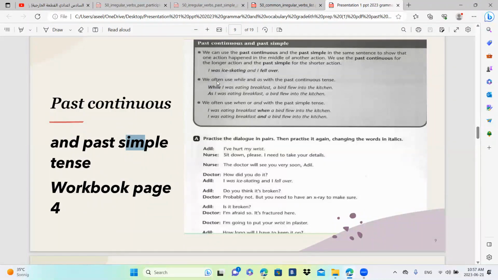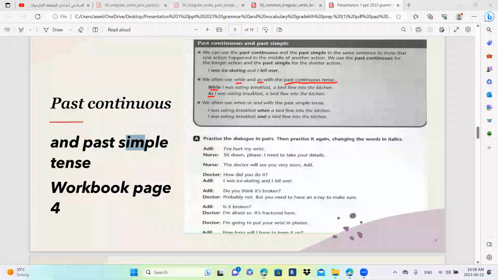We often use while and as. We often use while or as with the past continuous tense. So when you see while, you use past continuous. When you see as, you also use past continuous. We need to write past continuous tense.